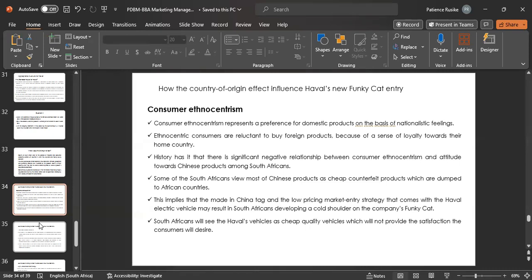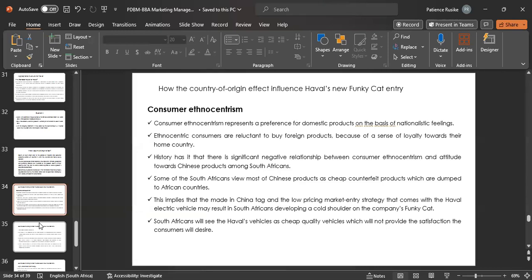So that influences how the product can be successful or not. Because once customers are ethnocentric, it will be difficult for the products that are coming from China to be accepted into South Africa.